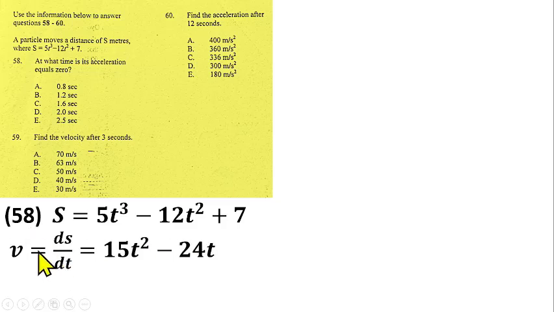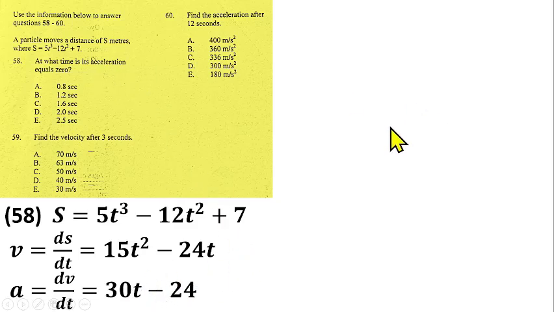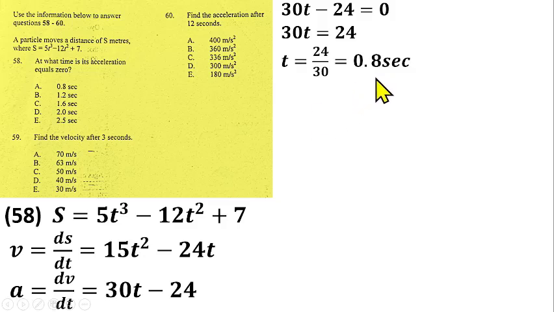So if you differentiate the first time, that will be velocity, that is ds/dt, which gives us 15t squared minus 24t. Then if you differentiate again, that will give us acceleration, that will be dv/dt. Differentiating again, that will be 30t minus 24. So this is the value of acceleration, but we are looking for the value of t when acceleration is 0. So that means we have 30t minus 24 equals 0. So from there, you can find 30t equals 24. Divide by 30, t will be equal to 0.8 seconds. So that means option A is the correct answer for question number 58.